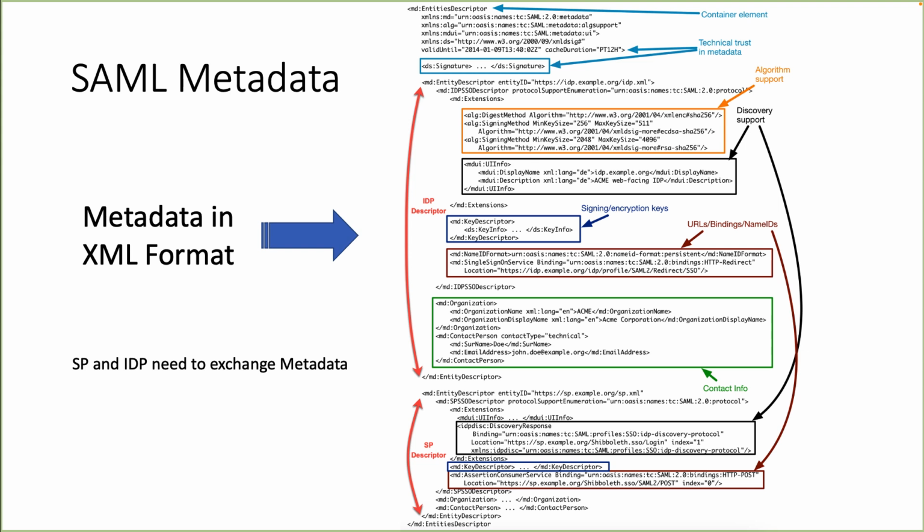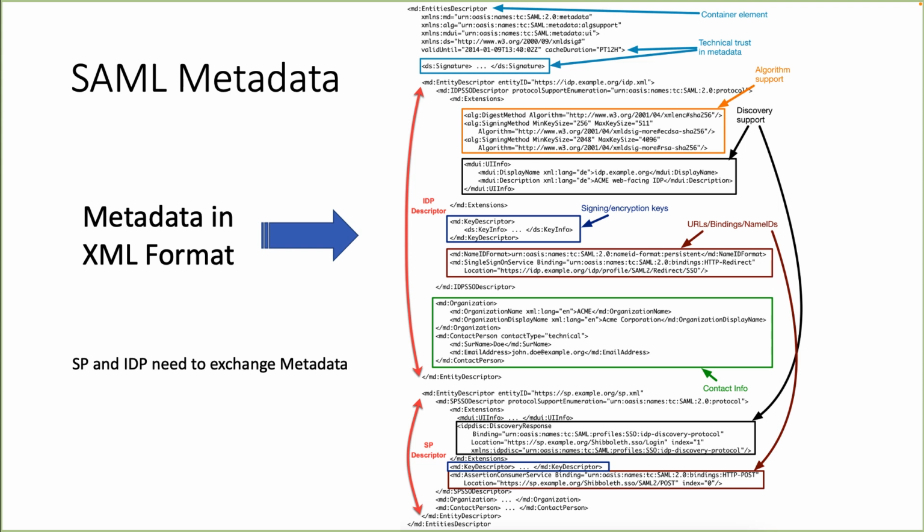In order for them to fulfill this SSO flow, they have to do a handshake beforehand, meaning that the IDP needs to know which SP is supposed to be trusted. Vice versa, the SP needs to know which IDP is to be trusted. To do that, they can simply exchange the metadata. That's how metadata comes into play here.